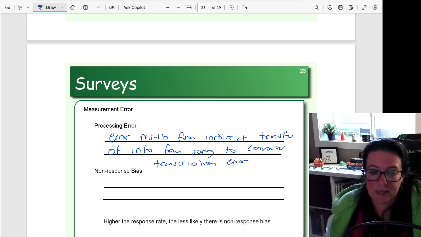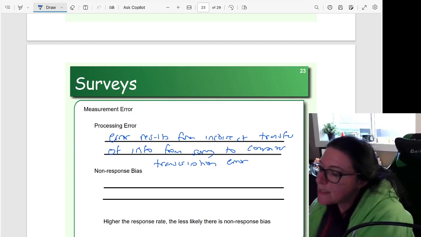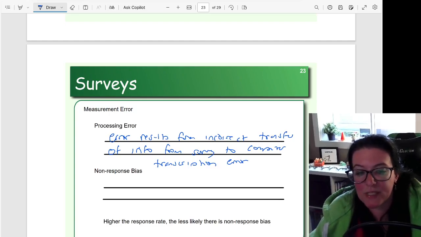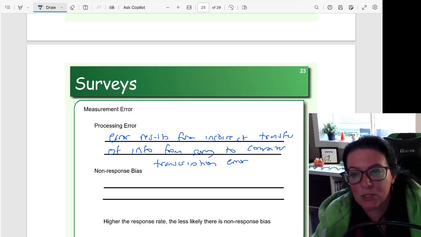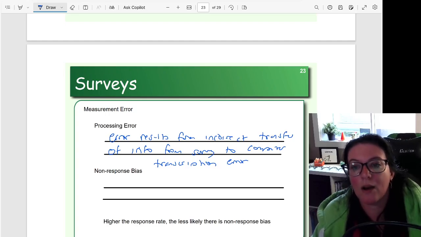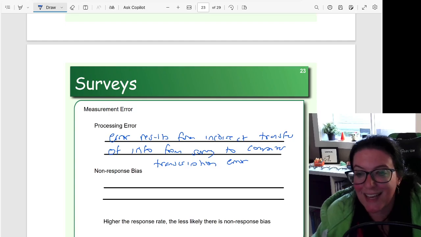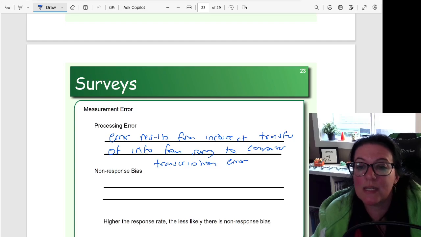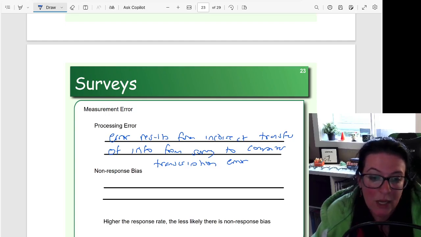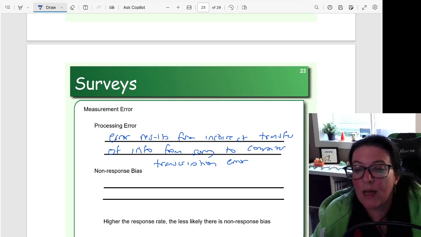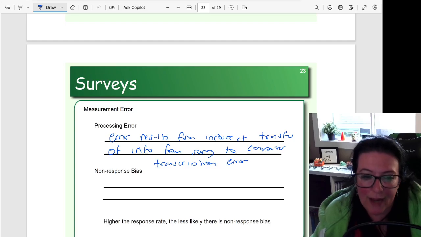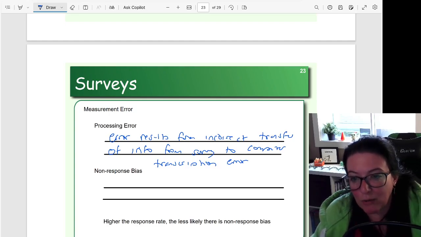So how do you fix this? Well, we want to minimize the number of times the data is transcribed. One of the benefits of an online survey is that no transcription is required. It auto dumps it into an Excel or a CSV file. The challenge with paper surveys, of course, is that somebody has to enter all that in to do the analysis. The other thing we do as we clean our data, so prepping it for analysis, is we check for outliers.